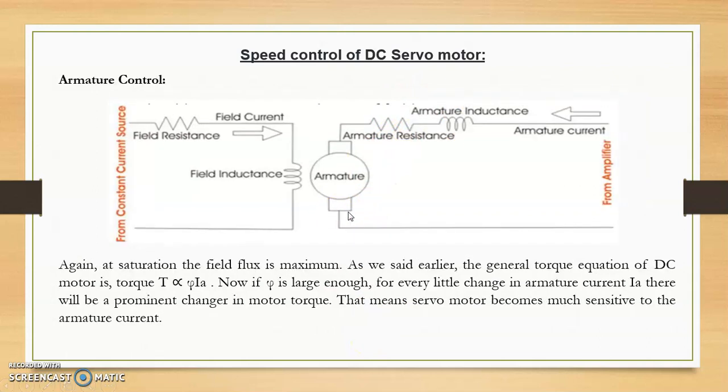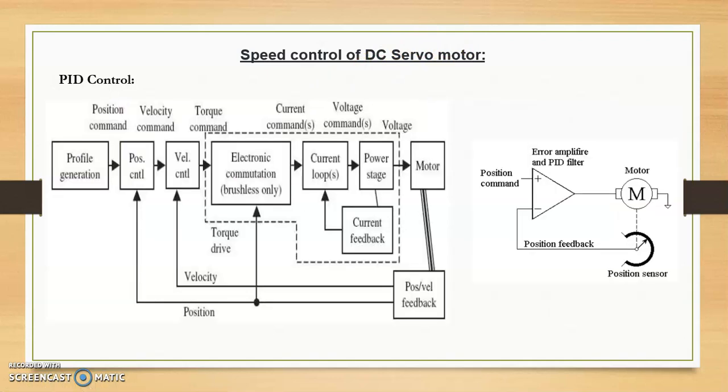And the second one is armature control. Similar to that, you are going to keep your field constant, and you are going to vary the armature current. By varying the armature current, we came to know that your torque is proportional to phi Ia. By varying the armature current, you can control the torque in your system. So in this also, you are able to vary the torque. Indirectly, you are going to control the speed of your machine.